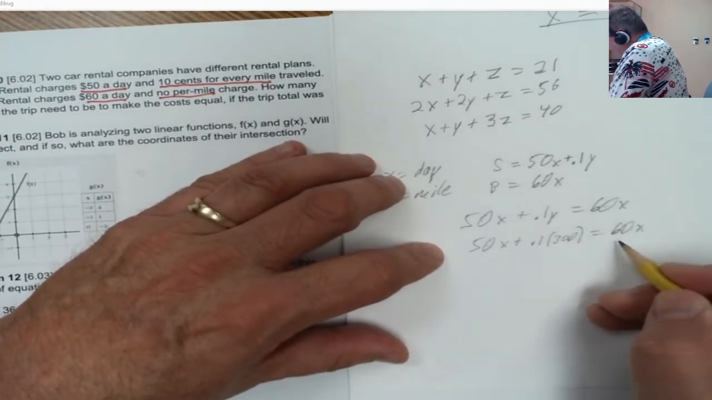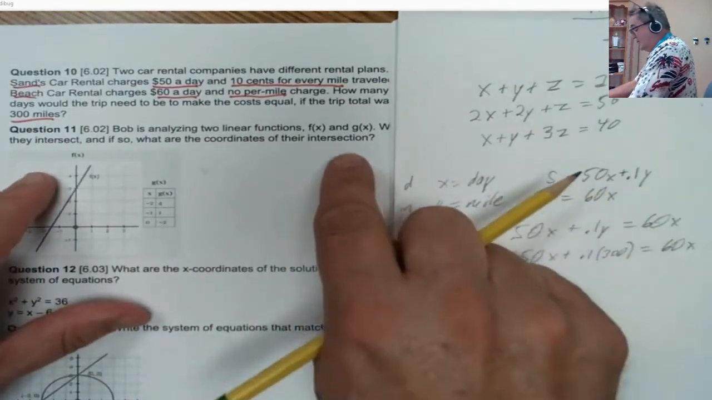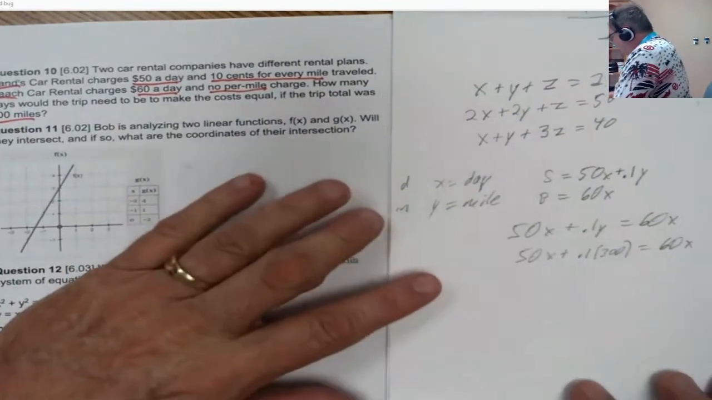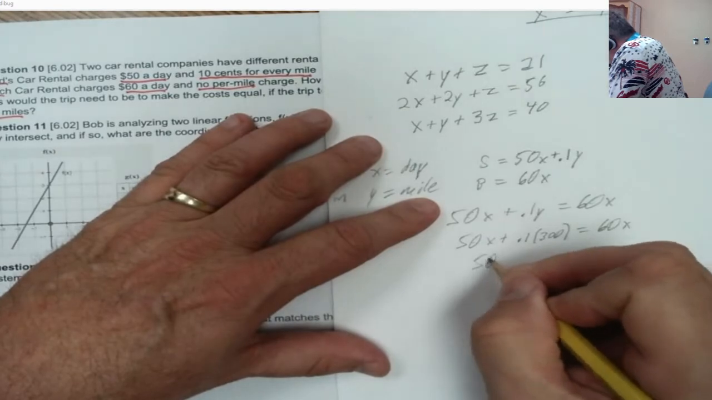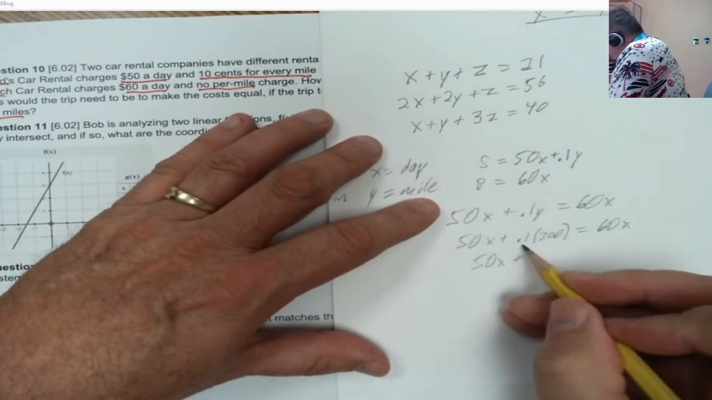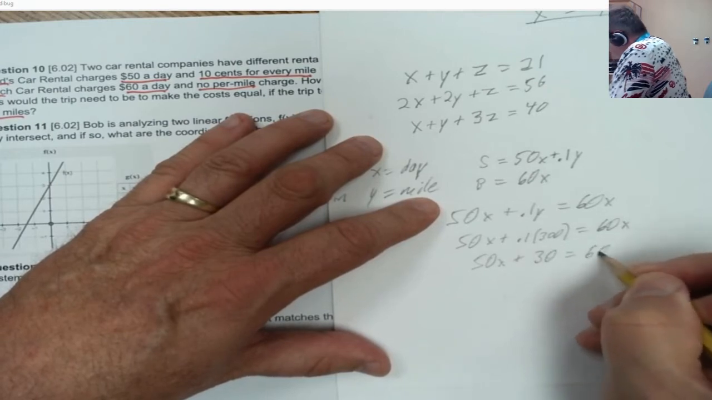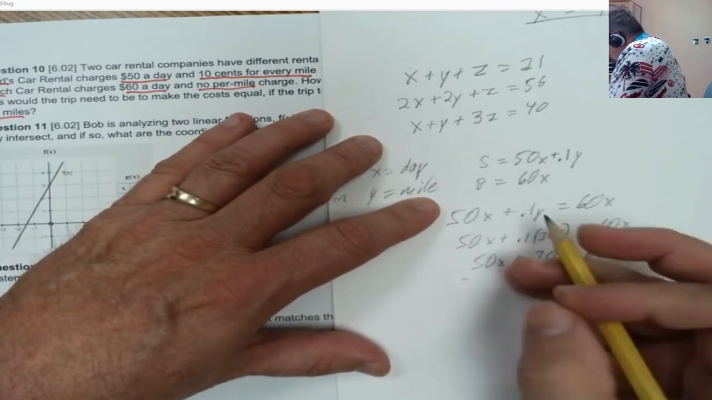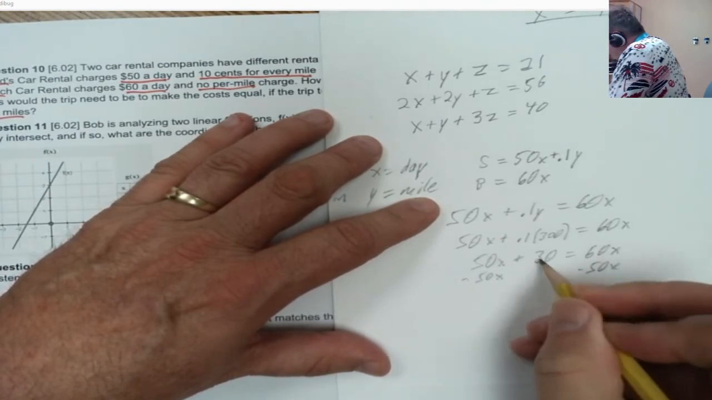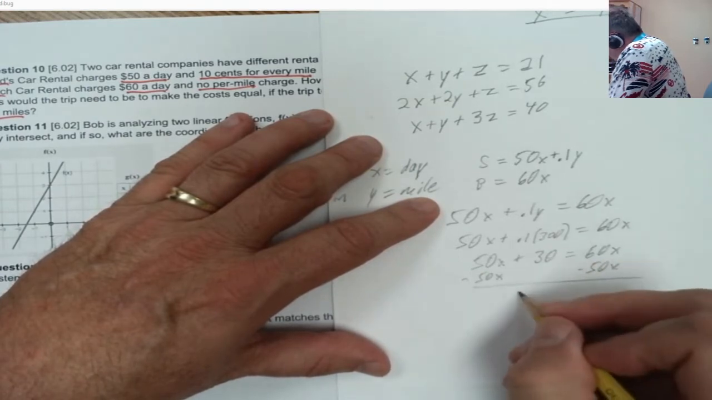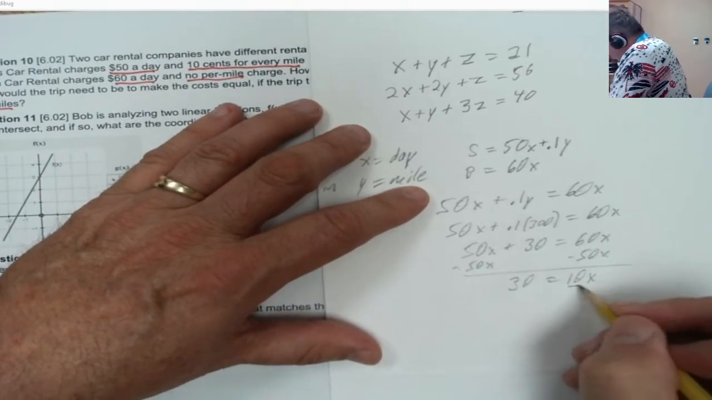Solve this for x now, because we're trying to figure out how many days. It says how many days, solving for x, would the trip need to be to where it would cost you the same for either company. So 50x plus 0.1 times 300 is 30 equals 60x. We'll subtract 50x since the x's are on the other side already, and the constants on this side, we'll move everything to the right. So 30 equals 10x, right? So divide by 10.